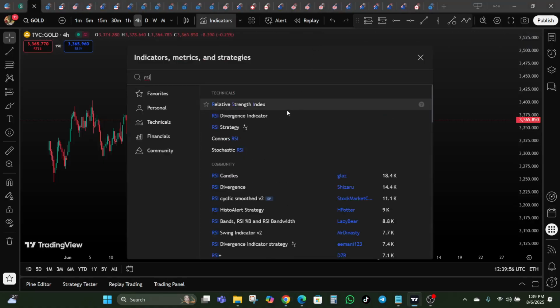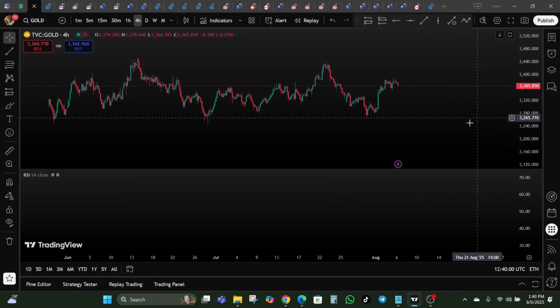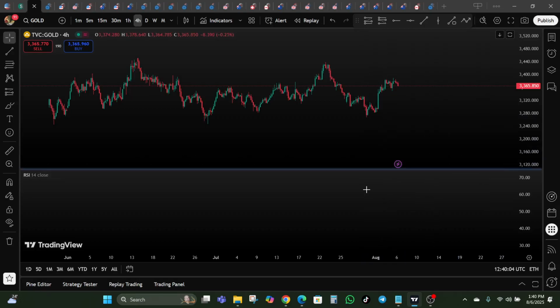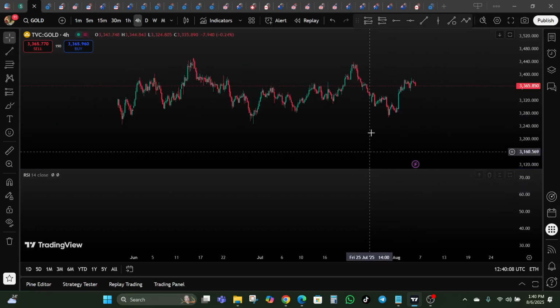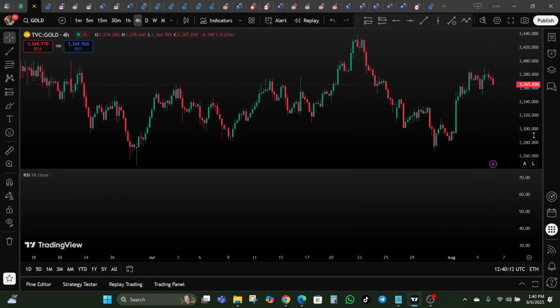So because of that, I have to add the RSI indicator to the chart as the relative strength index. RSI stands for relative strength index and it measures momentum. It's an indicator that measures momentum. RSI divergence happens when price makes a higher high but the RSI makes a lower high.